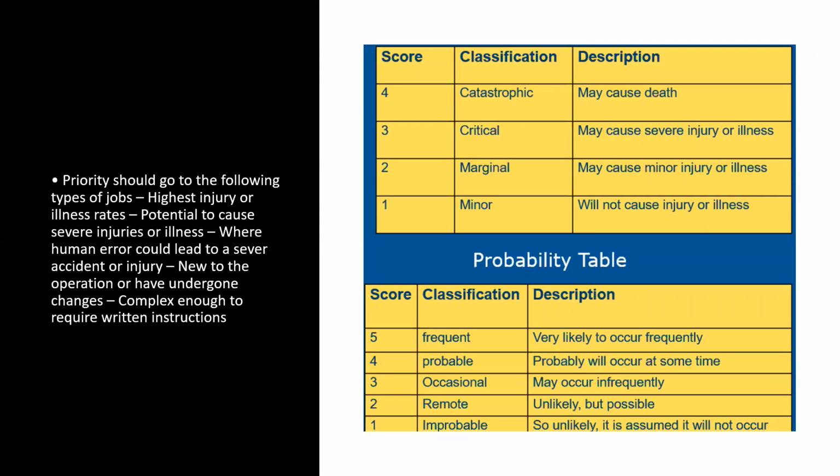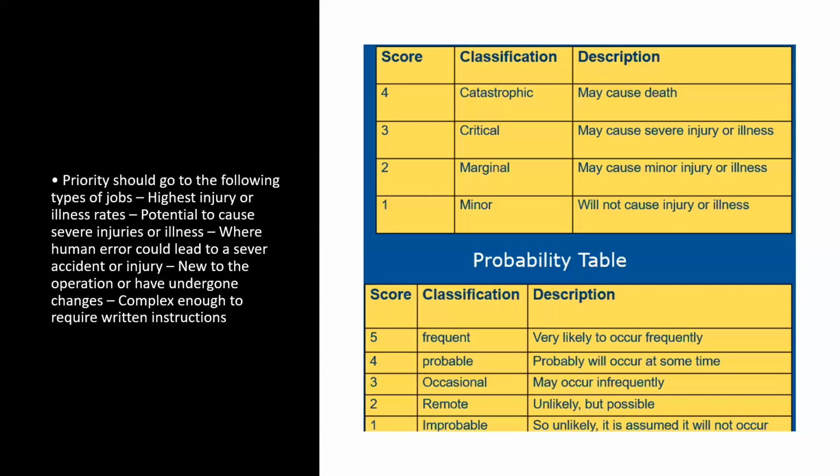So let's go with marginal. If it may cause injury or illness, then we need to look at it. Critical, may cause severe injury, definitely want to look at it. And catastrophic may cause death. So when you guys are filling out the JHAs and they're listing hazards, you want to get them to focus on definitely 3 and 4. What's the biggest injury and illnesses that we can prevent? And obviously death and serious injury is going to be top of the list.